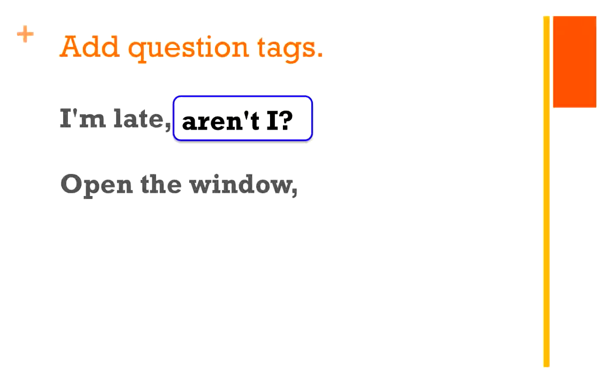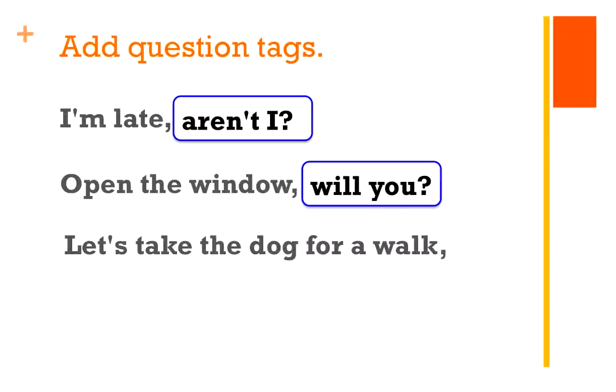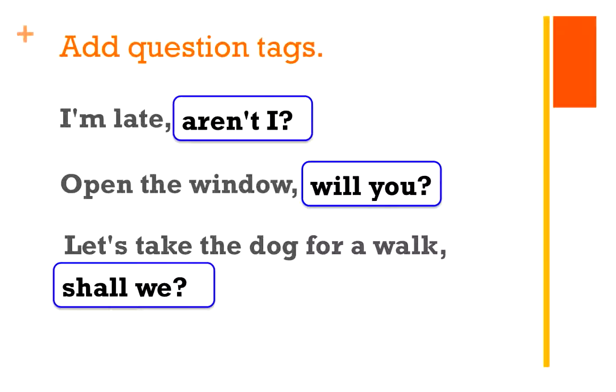What about the next one? Open the window. Open the window, will you? Remember what I told you about an order, about an imperative? Use will. Okay, open the window, will you? And what about this one? Let's take the dog for a walk. Let's take the dog for a walk, shall we? And that's also on the last slide with the exceptions that I showed you. Those are really important. I'm late, aren't I? Open the window, will you? Let's take the dog for a walk, shall we?